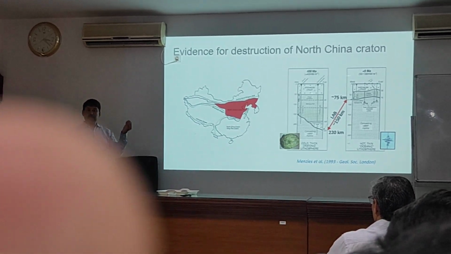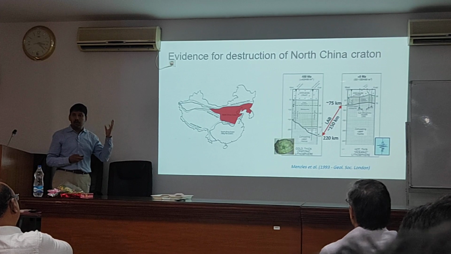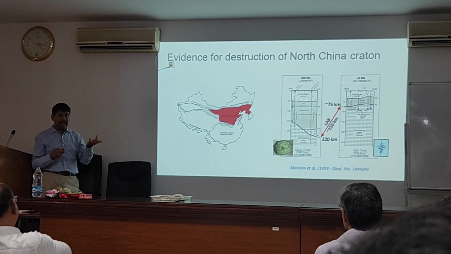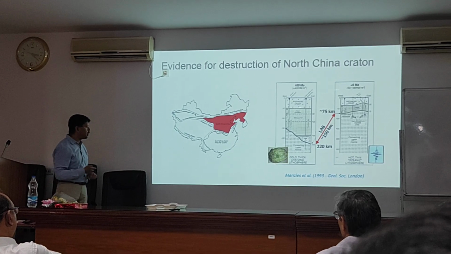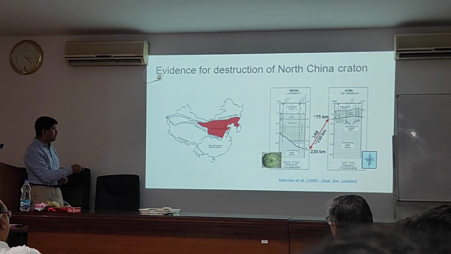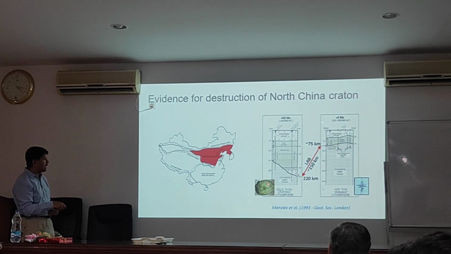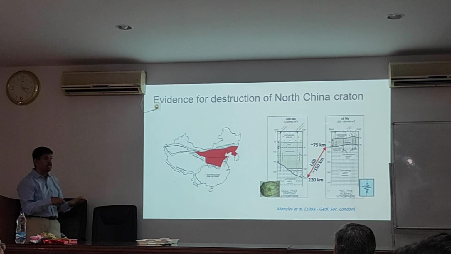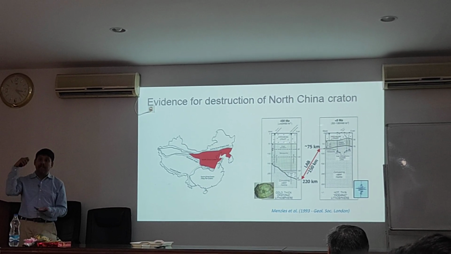As it turns out, from regional studies, there is some evidence of losing that mantle keel beneath cratonic regions. This is an example from the North China Craton, where older xenoliths that come from as old as 400 million years ago bring up mantle xenoliths with diamonds. That tells us that the mantle lithosphere at that time beneath the North China Craton was relatively thick.